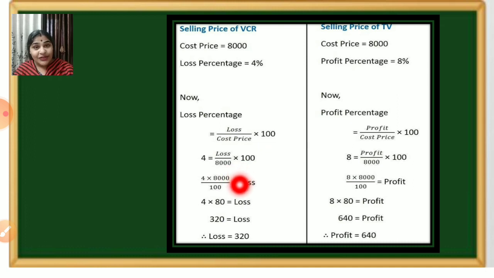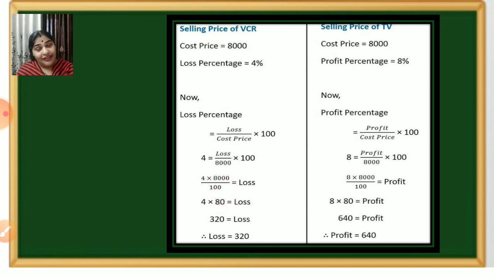Why not 16,000? 16,000 was the total. Now here we are finding the selling price of VCR, and each VCR and TV was sold for 8,000. So here we are taking the cost price of VCR, not the total cost price. So 4 is equal to loss upon 8,000 multiplied by 100. Now keeping loss on the same side and transposing the others to the left hand side, we will get loss is equal to 4 into 8,000 whole divided by 100.